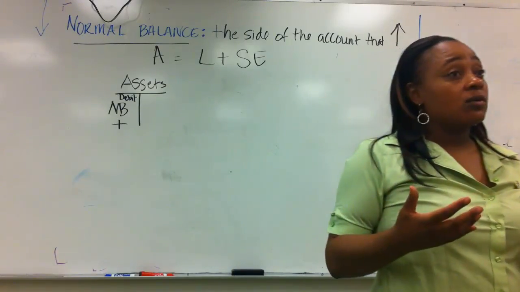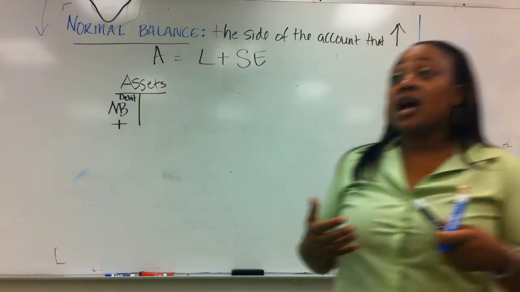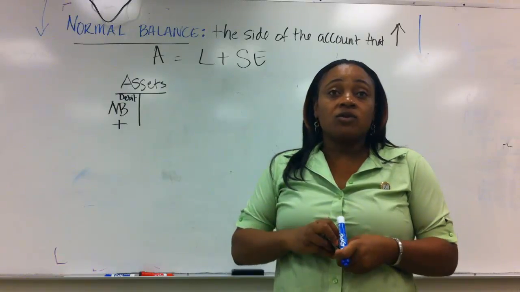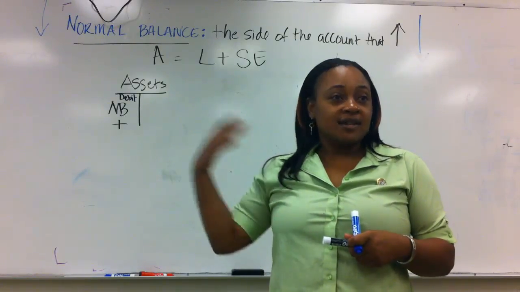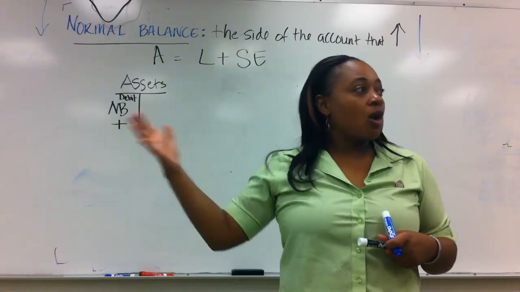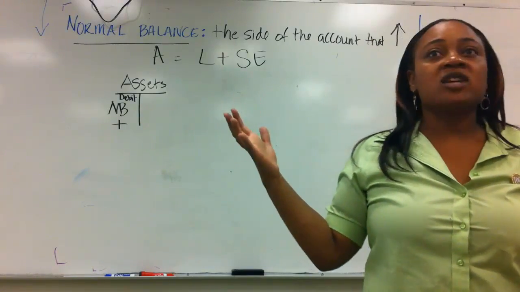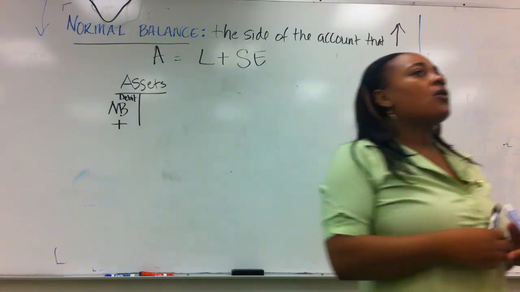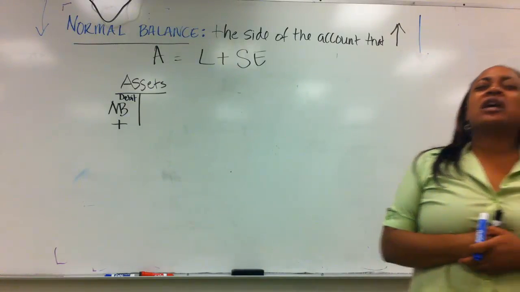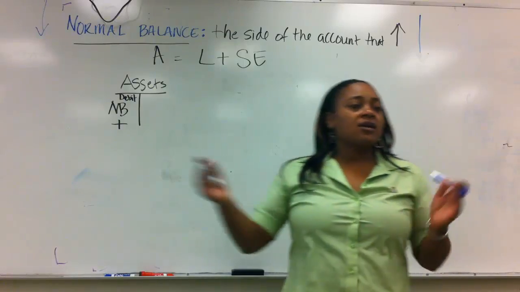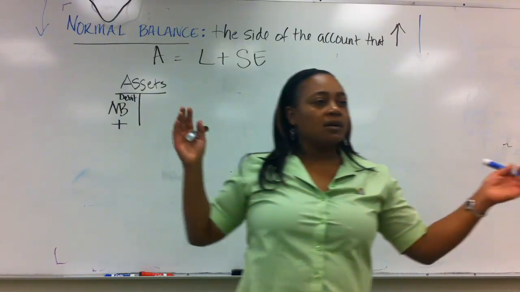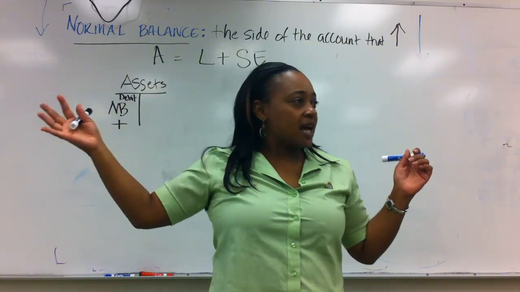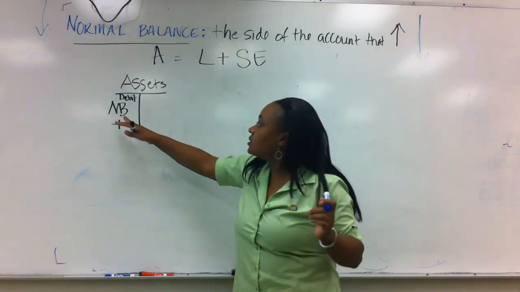So if I asked you, what is the normal balance of accounts receivable? What would you tell me? Left side, debit side. So the normal balance for accounts receivable is debit. What about cash? Debit. So if you want to increase your cash account, what side are you going to put it on? Left or right? You're going to put it on the left side, the debit side, because the normal balance is debit.